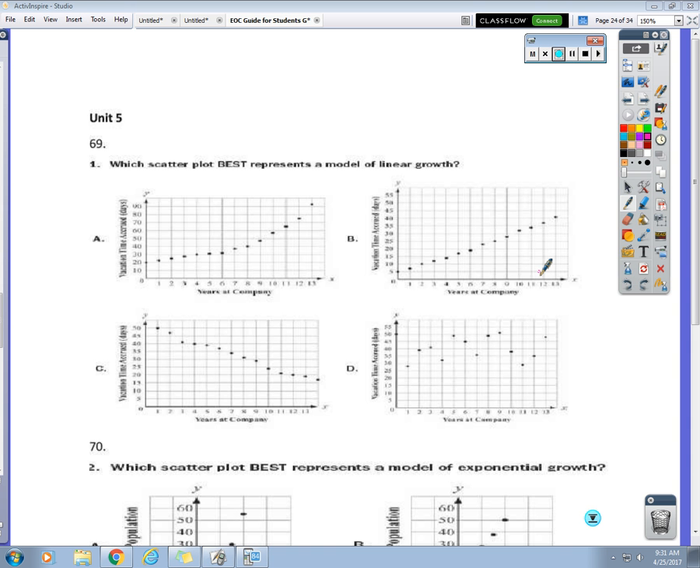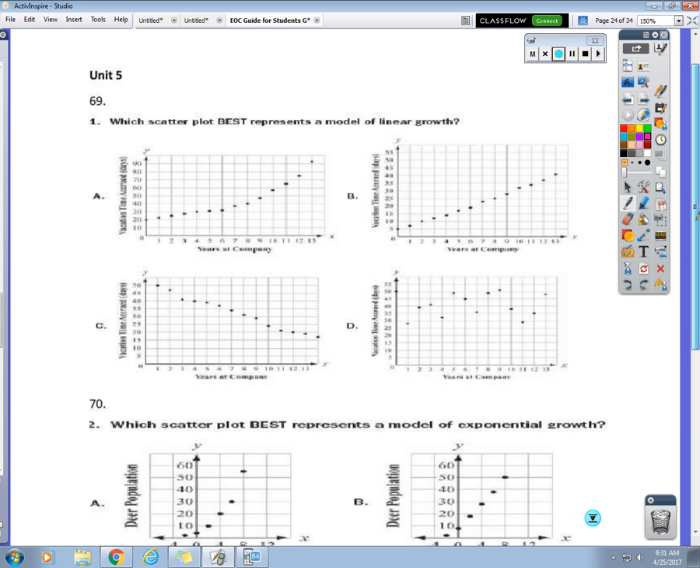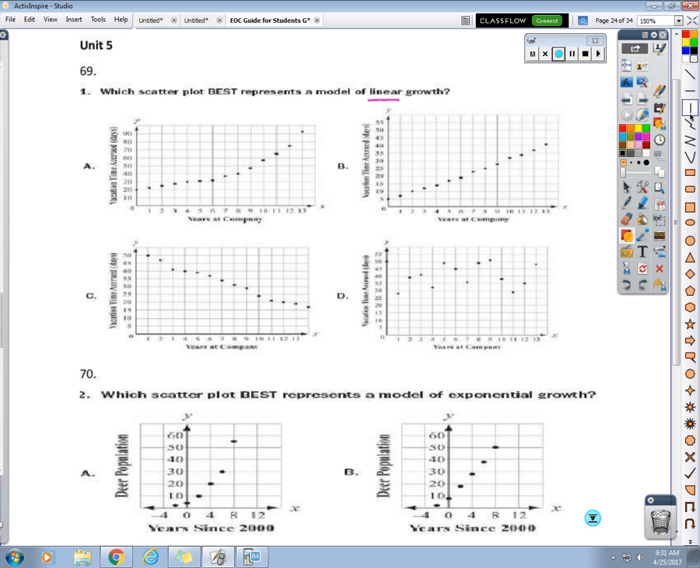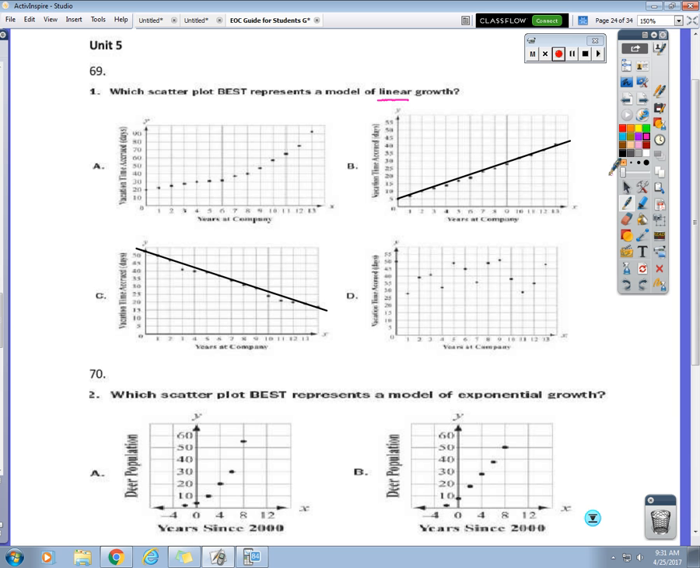Unit 5, problem number 69. Which scatter plot best represents a model of linear growth? B is correct, because first you would look for a model that makes a straight line. Well, B definitely does. Well, B makes a line, but so does C. That is decline. Correct. That's what makes it wrong. Not because it's not as tight of a fit as this one, because we're looking for growth. And this is a line that goes up, so it's B. Does that make sense? This is also linear, but it goes down. So it would be linear decay, not linear growth.